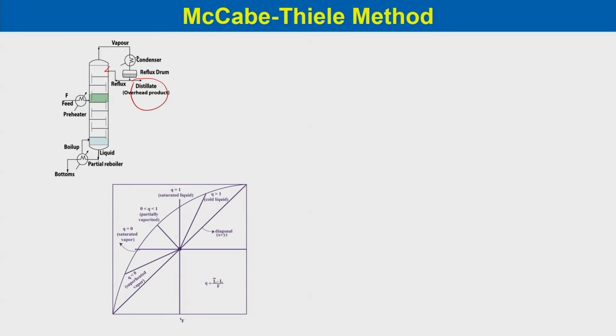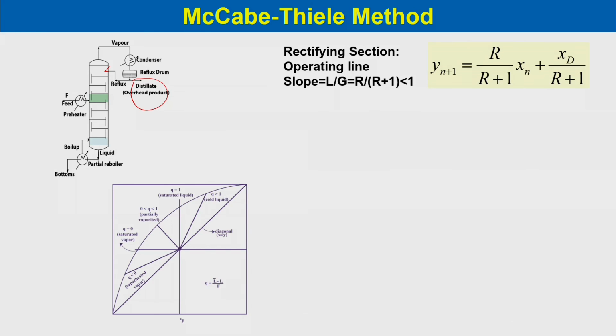So, this we have already discussed. Depending on the feed conditions, we have the feed line. The rectifying section operating line slope is L by G, which is equal to R by R plus 1, which is less than 1. This is the equation of the rectifying section operating line: y n plus 1 equals R by R plus 1 into x n plus x D by R plus 1.